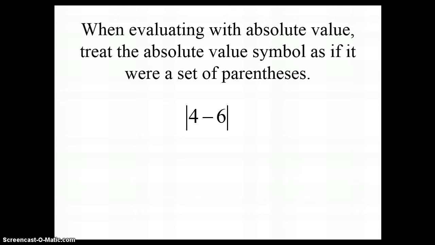What if I had the absolute value of 4 minus 6? Well, using the order of operations, the absolute value symbols are treated the same way as parentheses. So I would have to do 4 minus 6, and that would give me negative 2. So now I'm looking at the absolute value of negative 2. Well, how far away from 0 is negative 2? It's 2 units away. So the absolute value of negative 2 is positive 2.